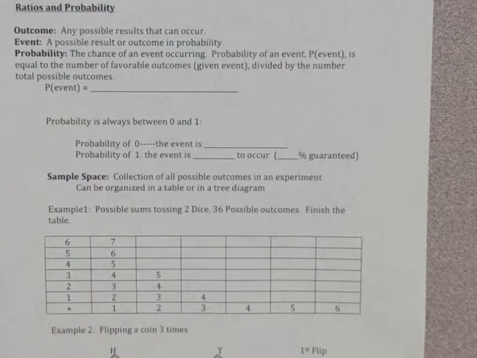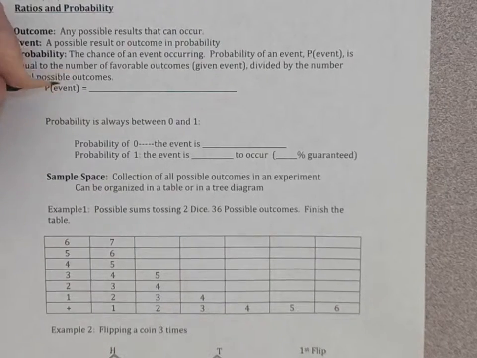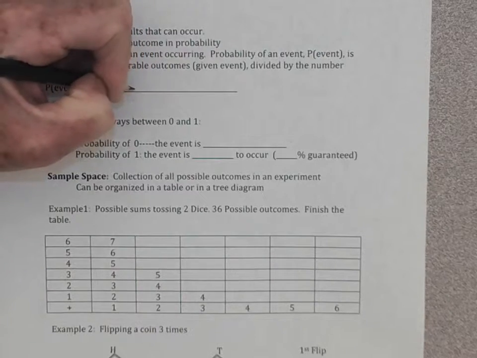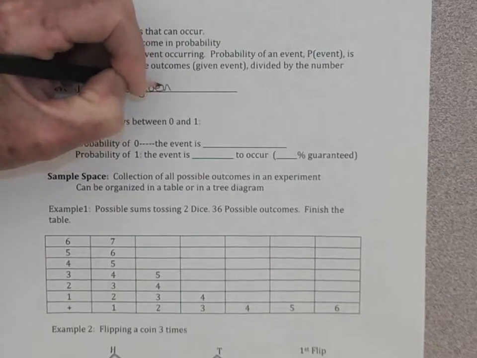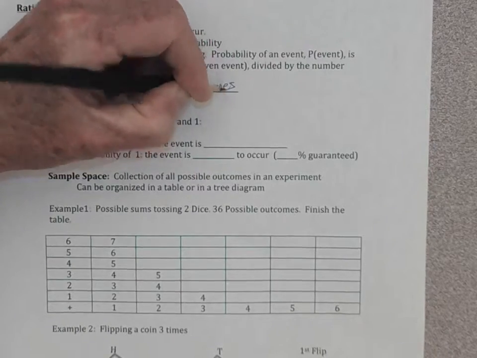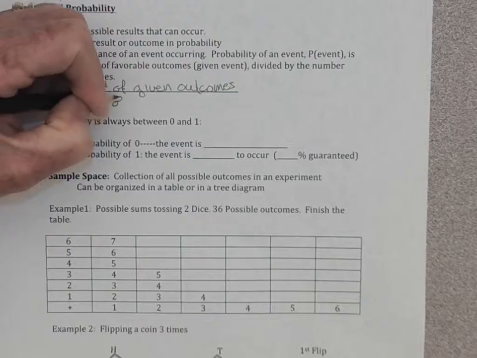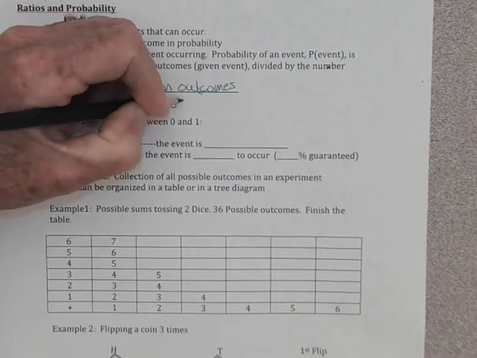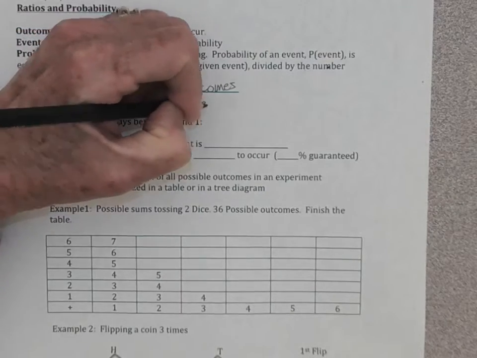And the probability is the chance of an event occurring. So the probability of an event is equal to the number of favorable outcomes, a given event, divided by the number of all possible outcomes. So probability of an event is the number of given outcomes over the number of all possible outcomes.